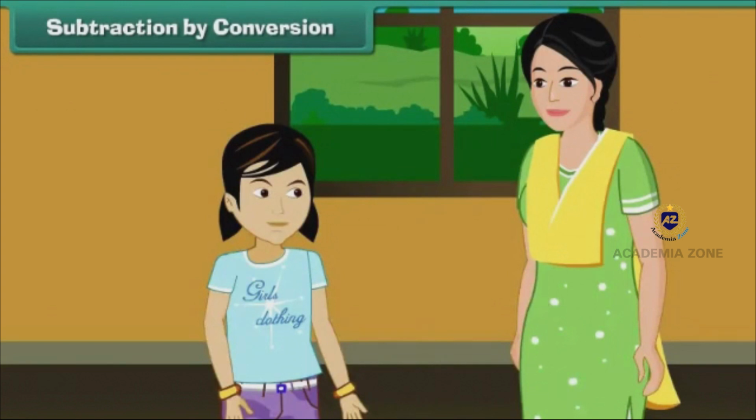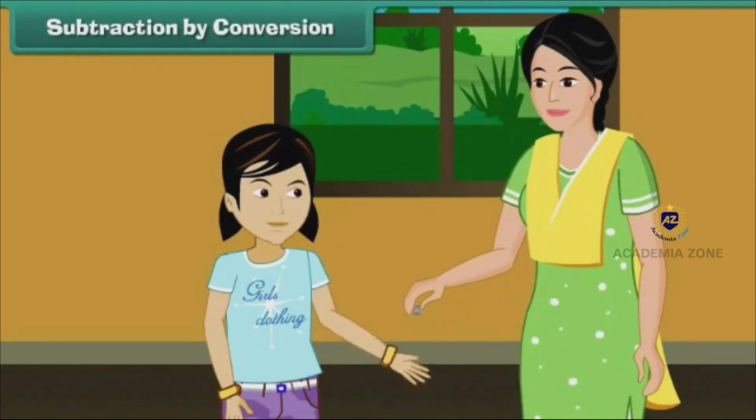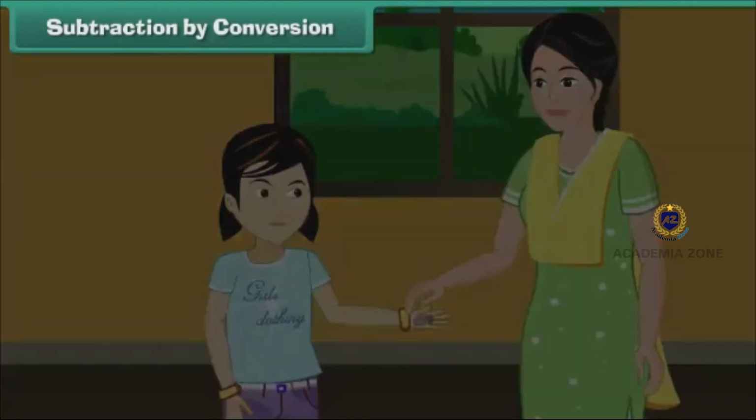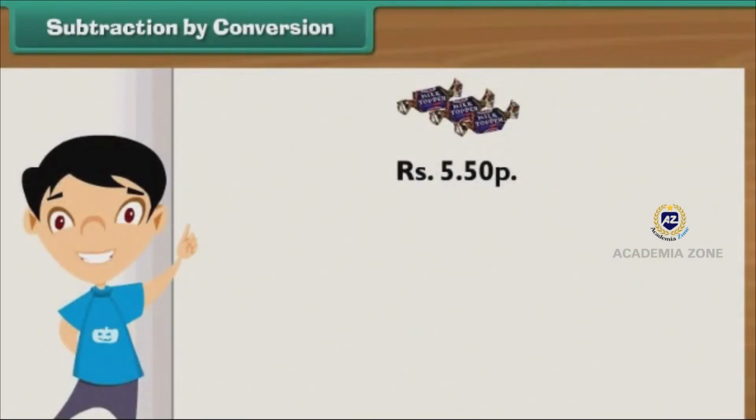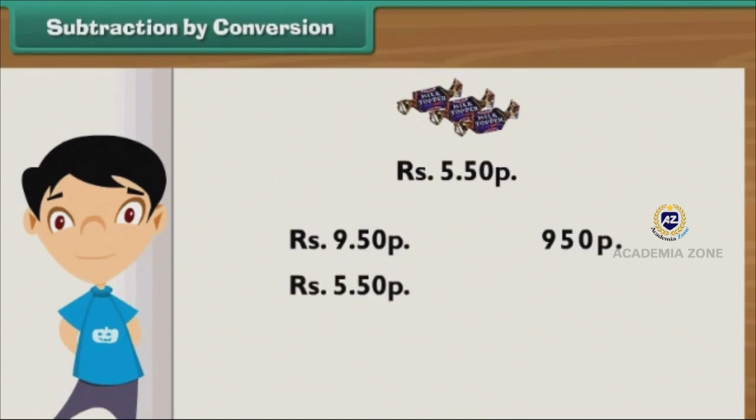Subtraction by conversion. Ravina gets 9 rupees 50 paise from her mother as pocket money. She spends 5 rupees and 50 paise on toffees. What is the pocket money left with her? Let's take a look. 9 rupees 50 paise means 950 paise and 5 rupees 50 paise means 550 paise. Write 550 paise under 950 paise. Now subtract them.